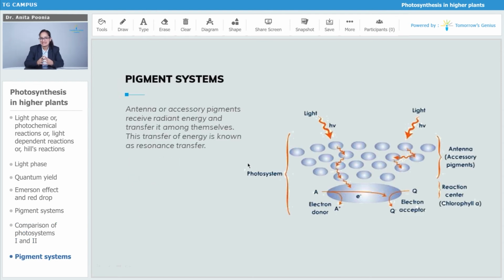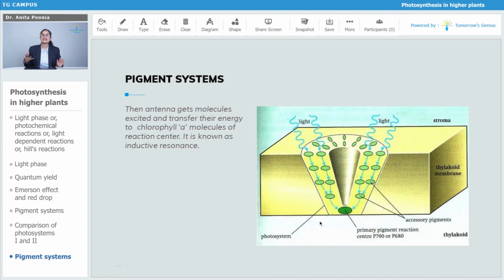Now talking about the pigment system, students, antenna or accessory pigments receive radiant energy and transfer it among themselves, and this transfer of energy is known as resonance transfer. Then the antenna molecules that are excited transfer their energy to chlorophyll A, the molecule of the reaction center, and this is known as inductive resonance.